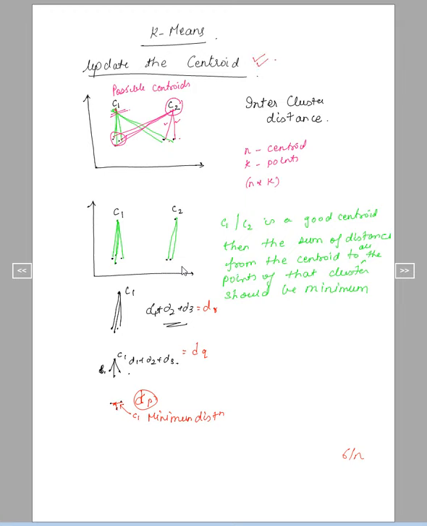So when you update the centroid, you need to calculate two distances. One is the inter-cluster distance, from a given centroid point, that is C1. In this case we had k equal to 2, and we compute for all the points. Since these distances are large, C1 probably belongs to this particular cluster, and C2 belongs to this particular cluster. Once we know that C1 and C2 possibly belong to these clusters, we compute the intra-cluster distances. Once we compute the intra-cluster distances, we update the value of the centroids so that they are located as close as possible to the cluster points.